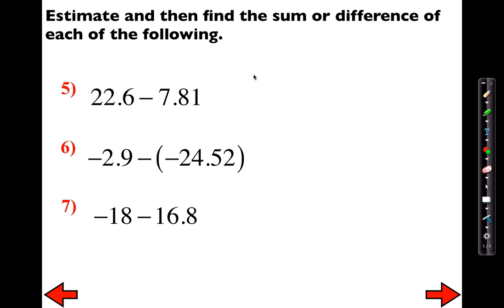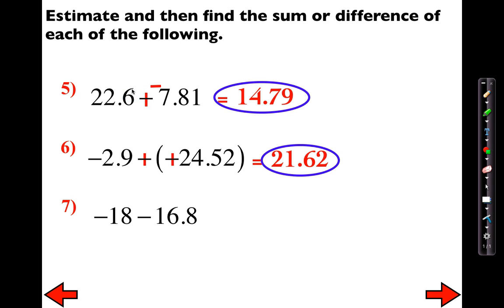Okay, so I'm going to go ahead and quickly go over the answers. What I'm going to do is remind you, since it's subtraction, to add the opposite. And that's going to give me 14 and 79/100. For number 6, once again, we see subtraction right here. So we're going to add the opposite. So here we're going to see where there's more positives, specifically 21 and 62/100 more positives.